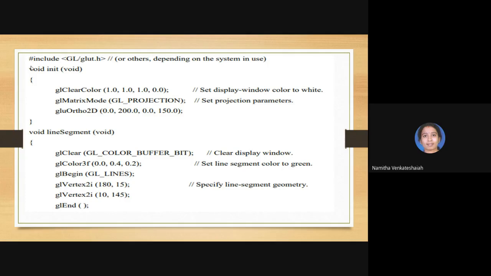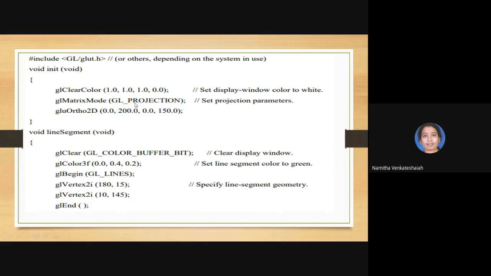Then I have a function init. This init function will be almost the same for every OpenGL program you write. Init should contain three things. What is the projection you are using for viewing whatever you are drawing. So these two things will be common.